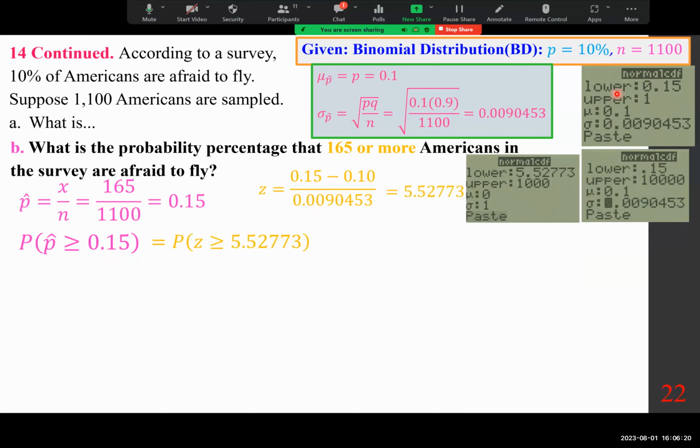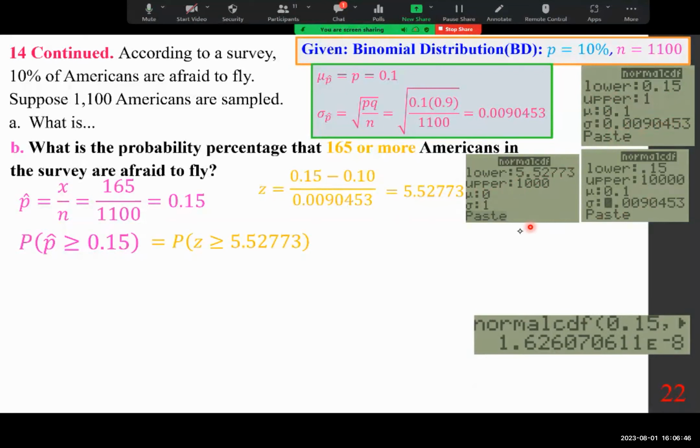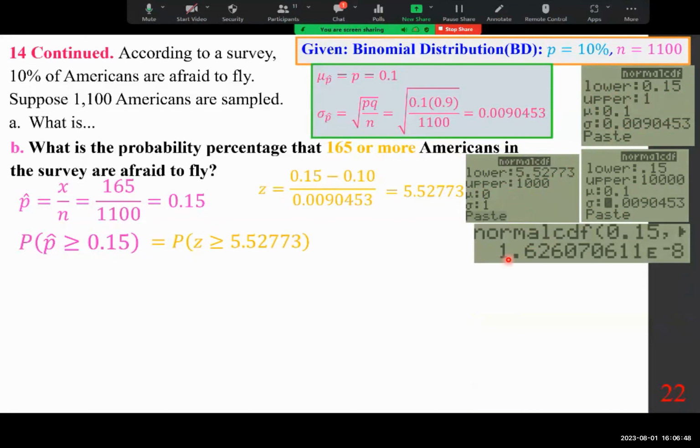If you go with the normal CDF, using this one, take a look, you put 0.15, and for the upper you can put 1 because it's a proportion, or you can put 1,000, and it gives you the answer. Okay. If you go with the z-score of 5.52773, upper is 1,000 and paste it. And both of them will give you the same answer.